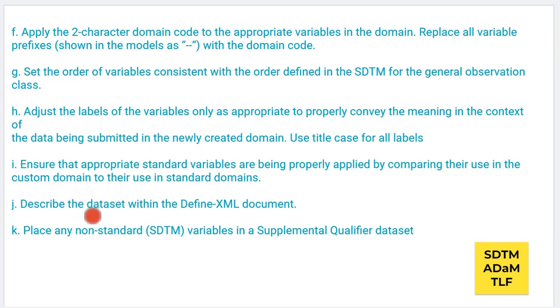Once that is done, you will describe the dataset within the define XML document. So the final stage is your XML document. And if there is any non-standard variable, that will definitely go to your supplemental qualifier dataset. Okay, so this is the whole basic procedure of how to create a new domain.